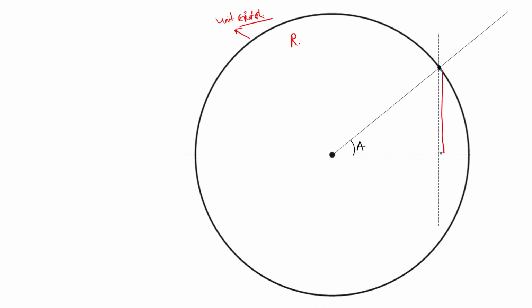Radius is 1, okay. So this length is 1. And if you look at this right angle triangle, and you know that this is 1, this is the hypotenuse, then you can figure out that the perpendicular is going to be sin A, right? And the base of this right angle triangle is going to be 1 into cos A, which will be cos A.